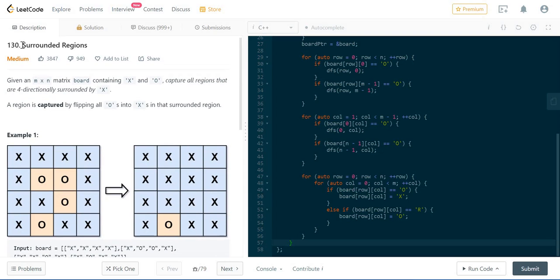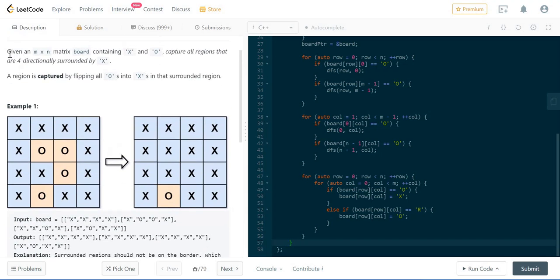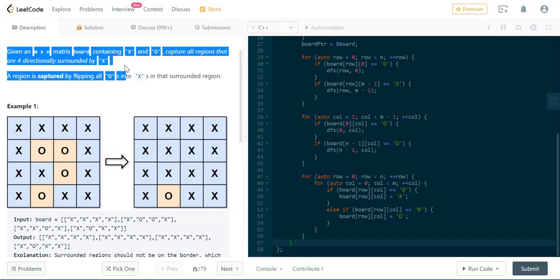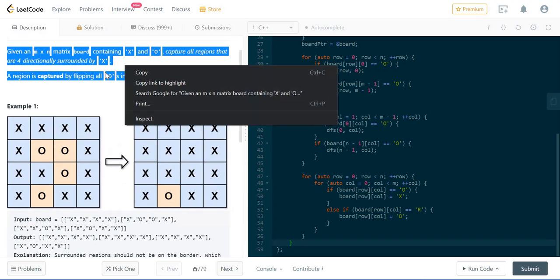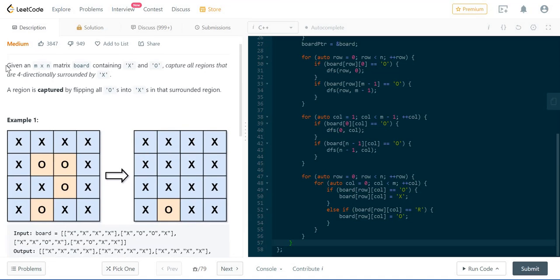So the title of this question is Surrounded Regions. This is a medium rated question and you can see it's a fairly famous question. There are about 4,000 likes, so you can conclude that it's a good level question and very famous as well. More people have given it a like, which surely means it's a very good question.